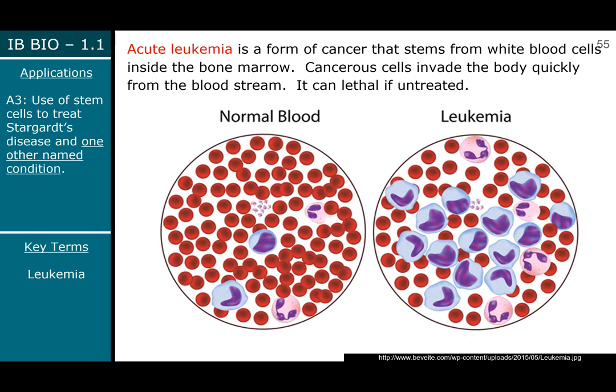Another example of a disease that can be treated using stem cells is leukemia. Leukemia is a form of cancer that stems from white blood cells inside the bone marrow. The cancerous cells invade the body quickly because white blood cells travel through the bloodstream, so they basically have a highway to anywhere they need to go. And leukemia is fatal if left untreated.